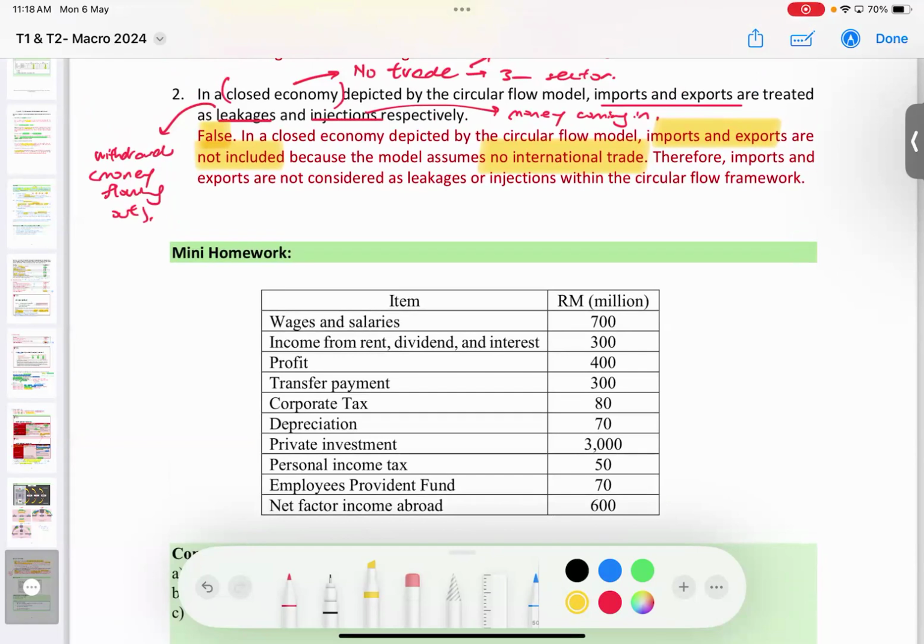Now, I leave it to you for the last one, the mini homework as usual. Just like last week, I want you to try it out when you revise by yourself. But I just want you to see the table now. You see this table, they give you all this information. Let's say the first question, they ask you to calculate GDP, before they ask you to calculate national income and personal income. That means you have to use one of the three approaches: expenditure approach, income approach, or output approach. Can you tell me what approach you should use here to calculate GDP?